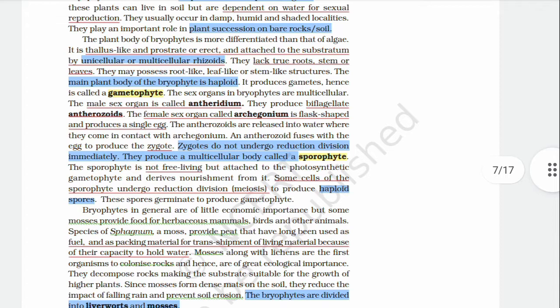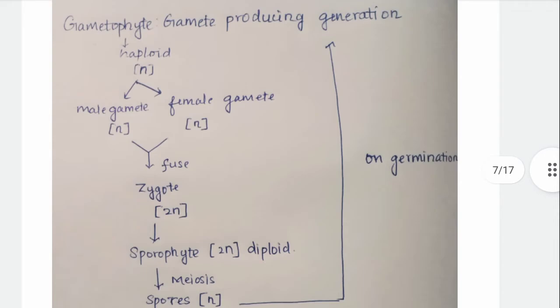The male sex organ is called antheridium. They produce biflagellated antherozoids, and the female sex organ is archegonium, which is flask shaped and produces only a single egg. And these two gametes come in contact through water and they fuse to form zygote. So remember, the plant body is N, that is haploid, and they produce gametes that are N and N. They fuse to form zygote. Now it becomes 2N, that is diploid.